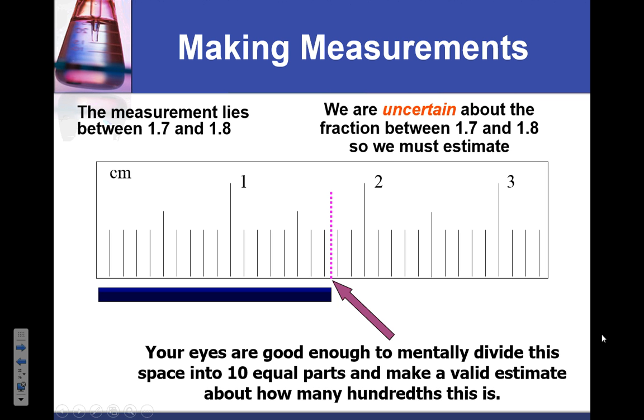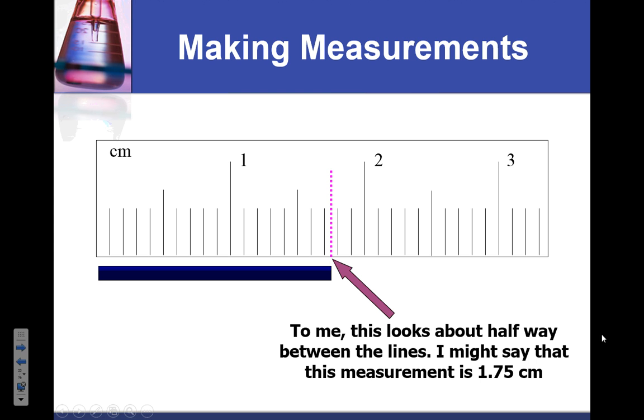So when we use this device, we should be making an estimate as to how many hundredths we think this is. So take a look at it and see. First, are you exactly half or more or less than half? And then start to differentiate between a lot more or a lot less than half. And that will help you make that estimate. Now, in this particular case, it looks to me like it's about halfway in between the two lines. So I might say that this measurement was 1.75 centimeters.